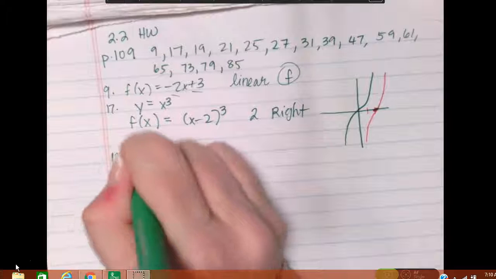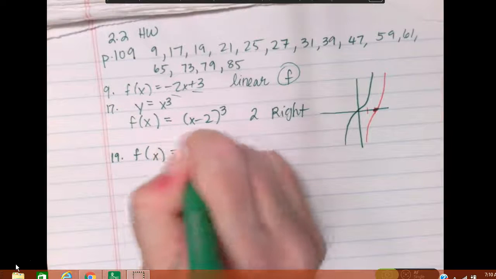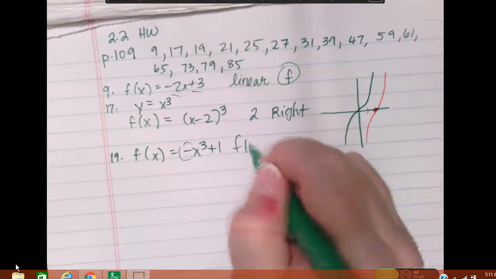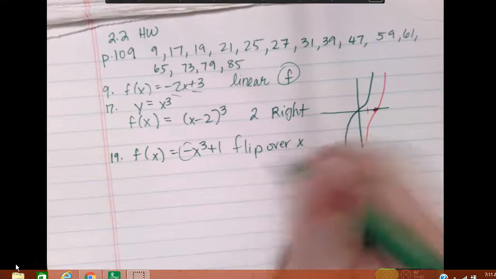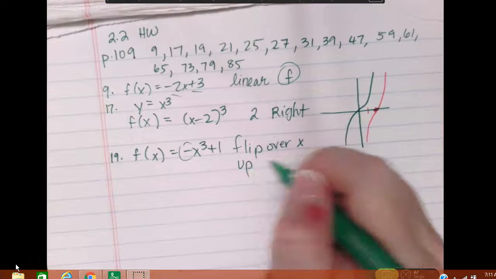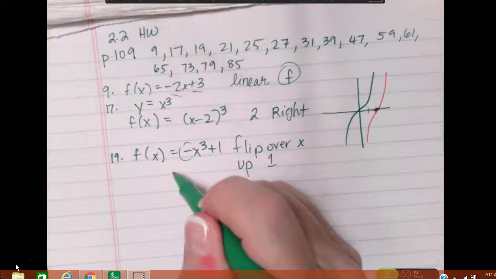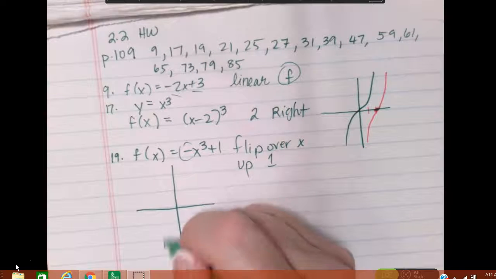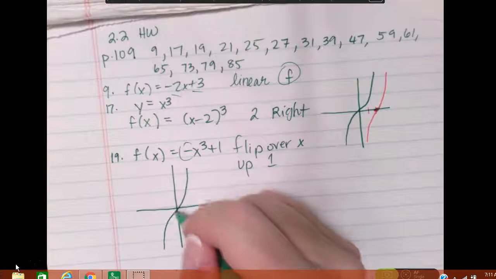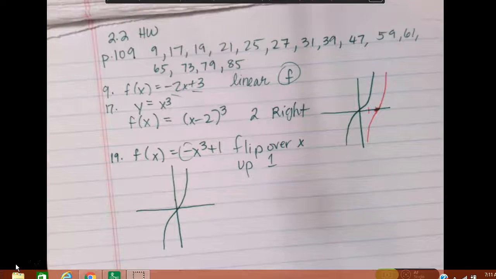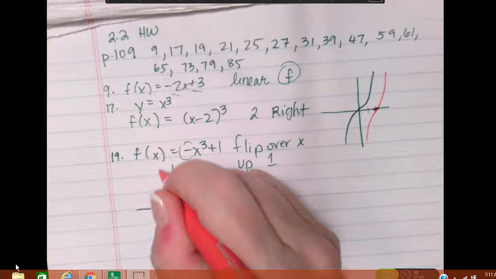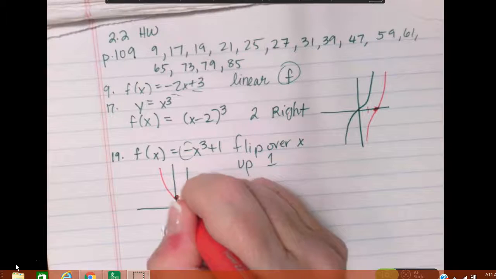In number 19, we have f of x equals negative x cubed plus 1. So the transformations are this flip over x and up 1. Let me go down here and draw my graph. Here's the parent. I'm going to go up 1, so I'm just going to make my critical point there, and then the flip, then we look like this.